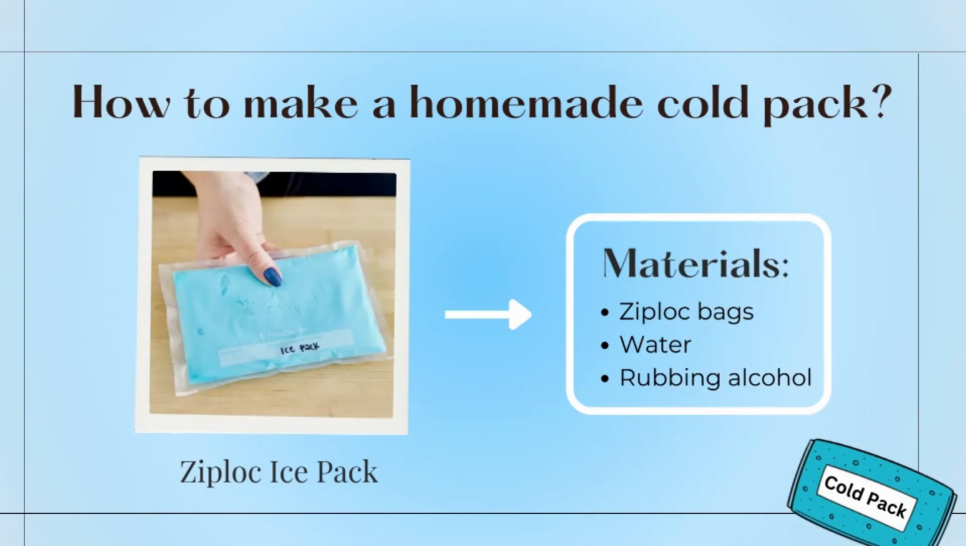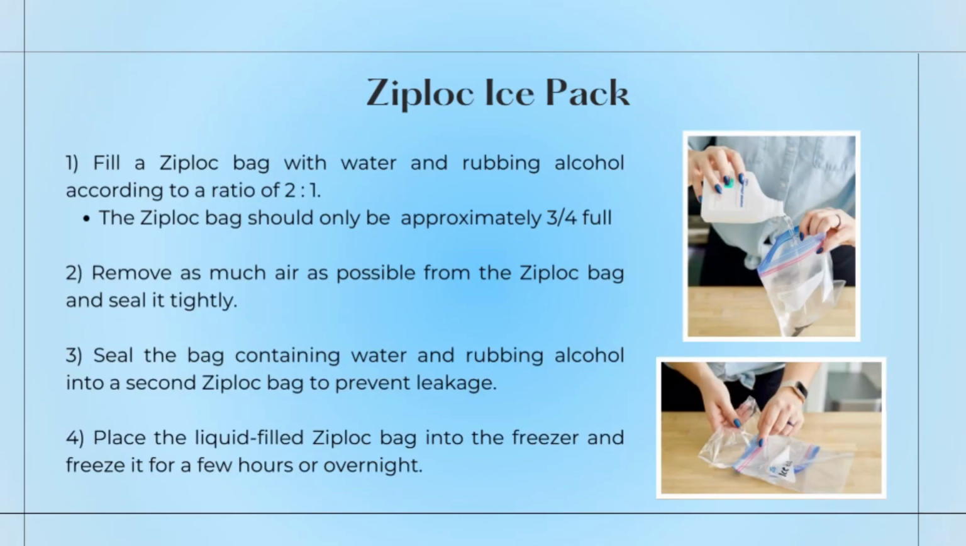The water to rubbing alcohol ratio should be 2 to 1, and the Ziploc bag should only be about 3/4 full. If you do not have rubbing alcohol, it can be substituted with corn syrup. And the second step is to remove as much air as possible from the Ziploc bag before carefully sealing it. To prevent any leakage, the liquid-filled Ziploc bag is sealed in another Ziploc bag.